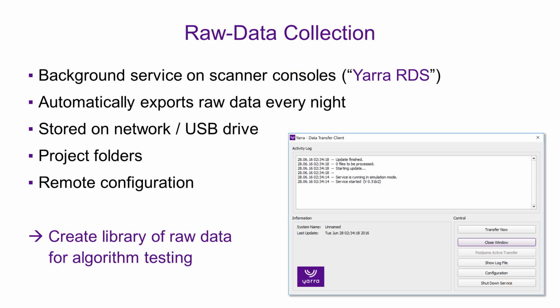One of the main applications of Yarra is to automatically collect raw data. And this can be done using Yarra's raw data storage service, which is a background service that you can install on the host computer of your MRI scanners. And every night, it automatically transfers the raw data from your desired scan protocols either on a network share or on a USB drive. And it's possible to sort the data into different project folders. So this allows you to create a library of raw data that you certainly need for testing your algorithms.